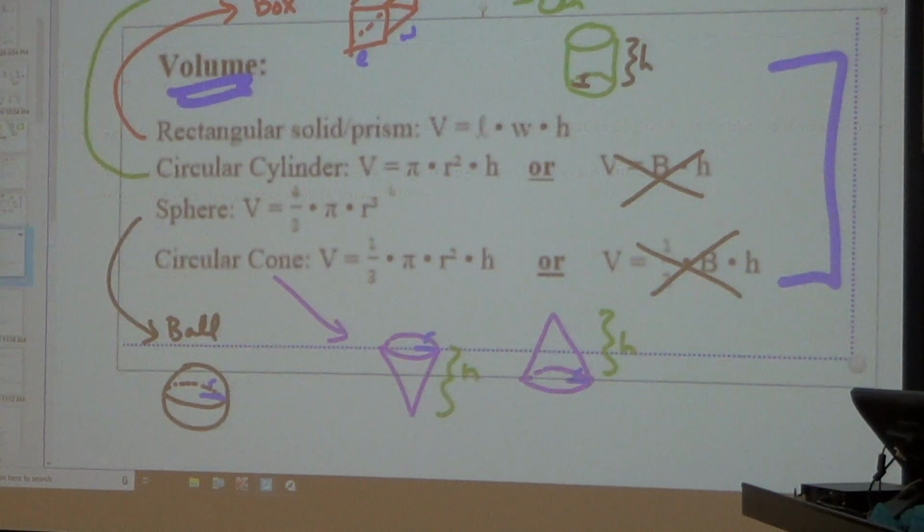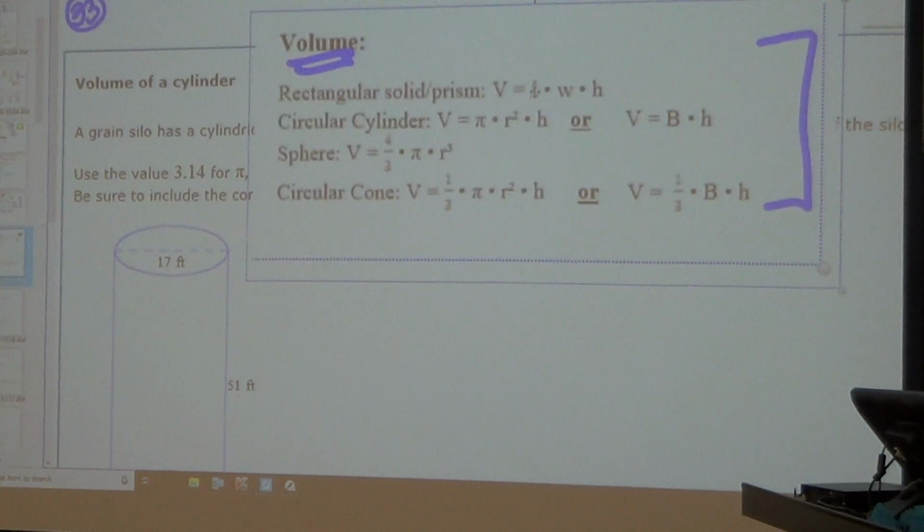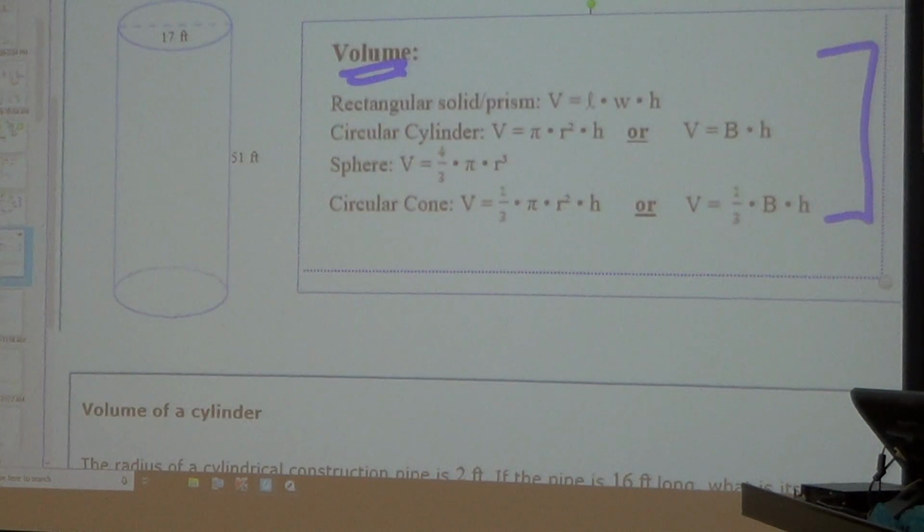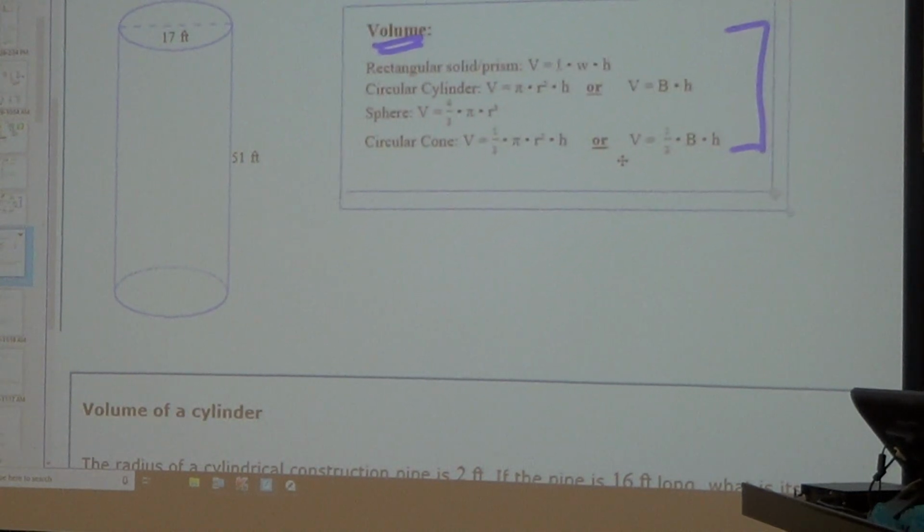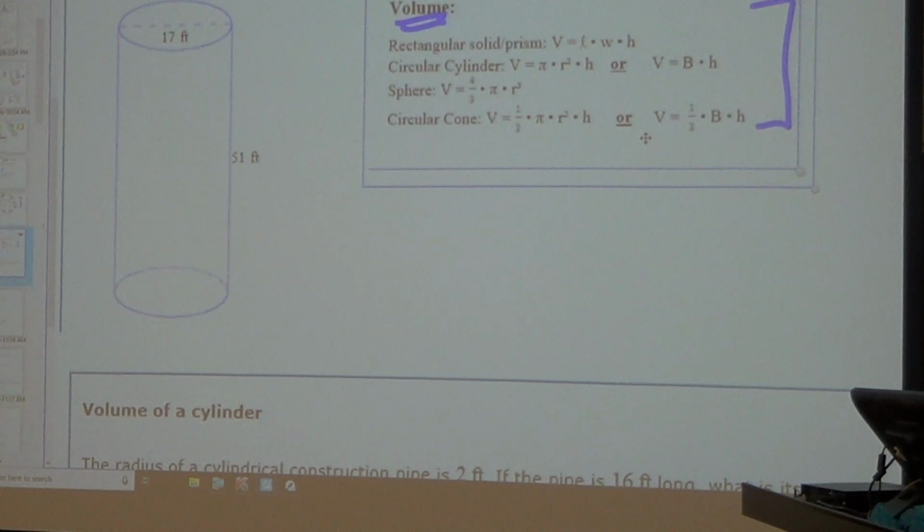Okay? Let me come down here and show you, and I'm not going to spend, like I said, a long time on it. First thing you've got to do is figure out what it is. Is this a prism, a cylinder, a sphere, or a cone? A who?